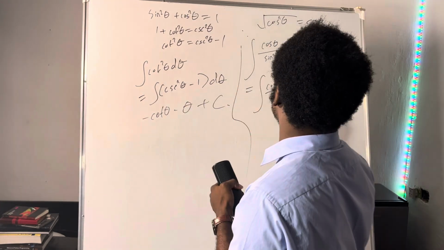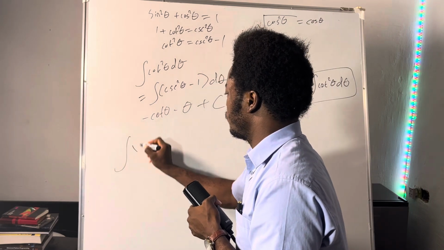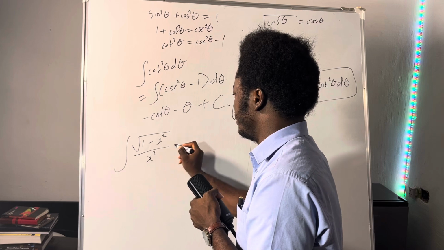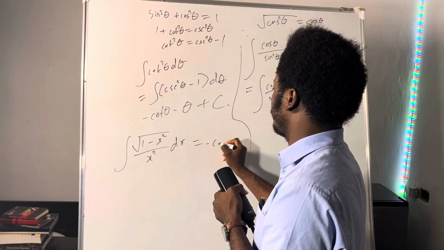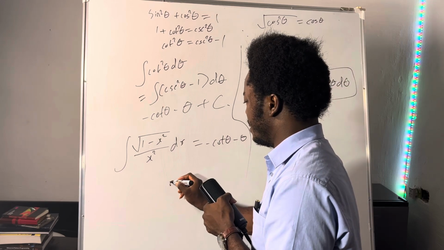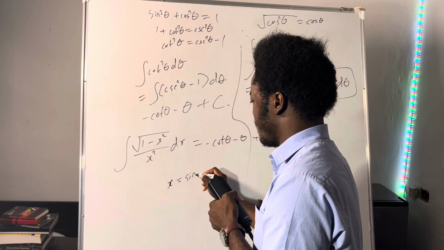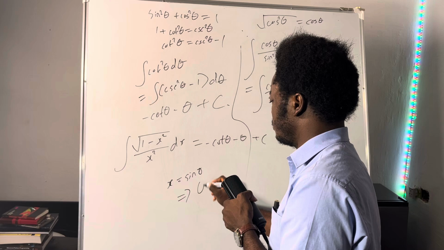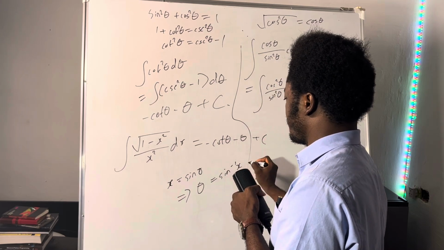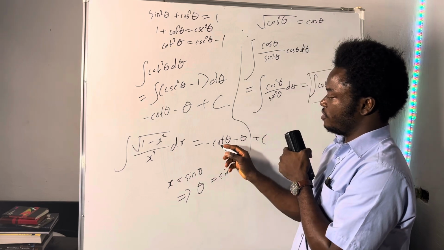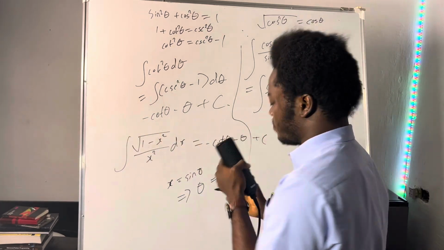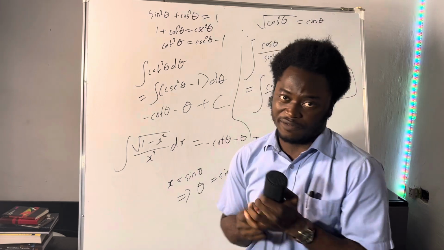So this integral of the square root of 1 minus x squared all divided by x squared dx is equal to negative cotangent theta minus theta plus c, where x is equal to sine theta. So that means theta would be sine inverse of x. So if you plug in theta, you get theta equals sine inverse of x. But this whole integral has been solved, and all thanks to our powerful trig substitution.